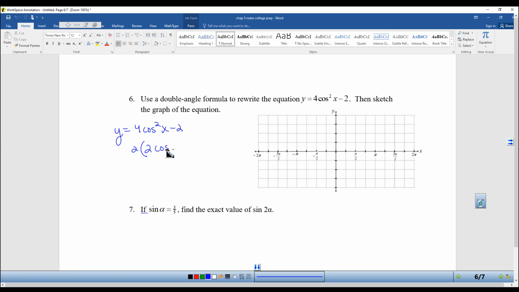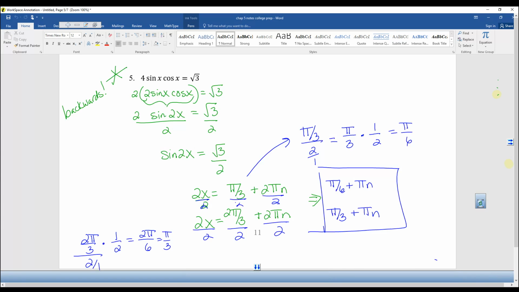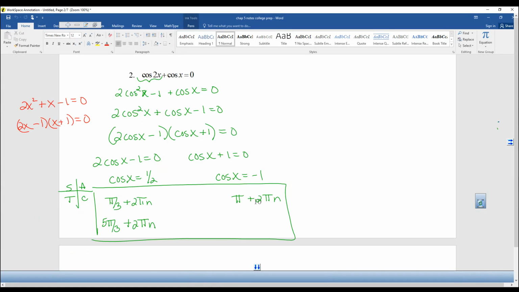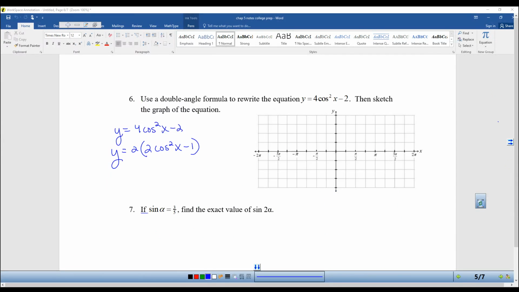factoring out a 2. If you go back and look at the first page of your notes, 2 cosine squared x minus 1 is right here, the same as cosine of 2x. And that is something that you can graph. So there's this 2 that stays, and then all of this becomes cosine of 2x. So it has an amplitude of 2 because of that.